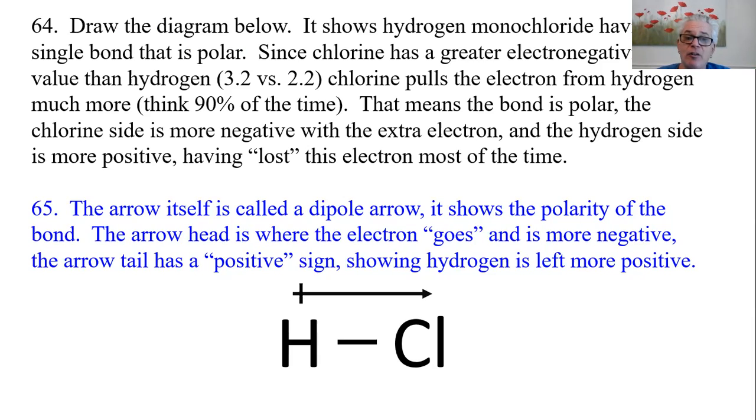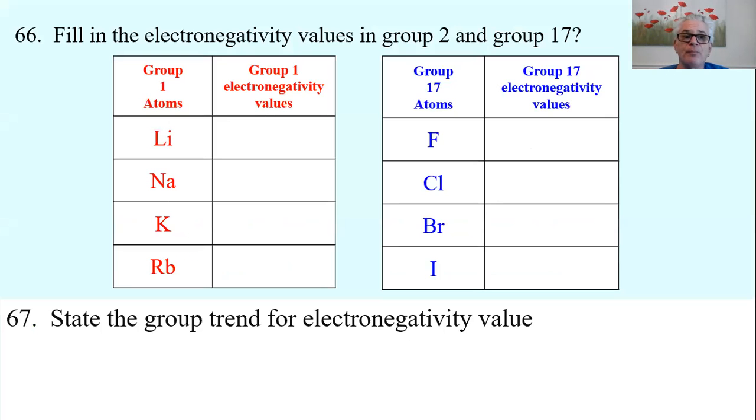It's a dipole arrow. Now, the dipole arrow does not replace the bond. The bond is H-Cl. The bond is the dash. The dipole arrow is written on the top or the side or somewhere, the bottom. You've got to show which side of the bond is positive and which side gets the electrons, and it's called a dipole arrow. All right. How fun was that?